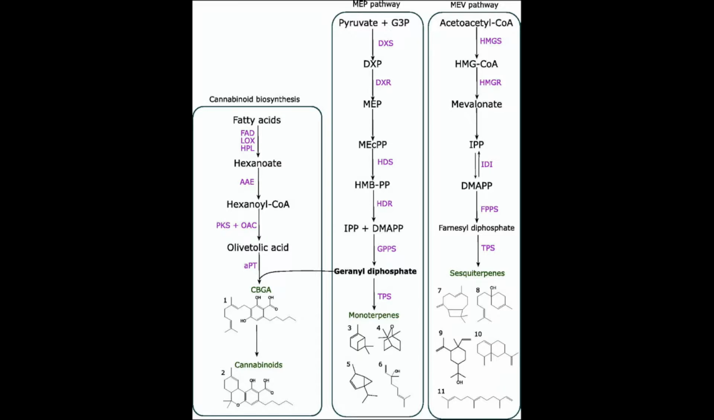But are there any weaknesses to this process? Yes, the cannabinoid biosynthesis pathway relies on geranyl diphosphate from the MEP pathway, which is very complex and requires an equal amount of pyruvate to G3P to go through the process.